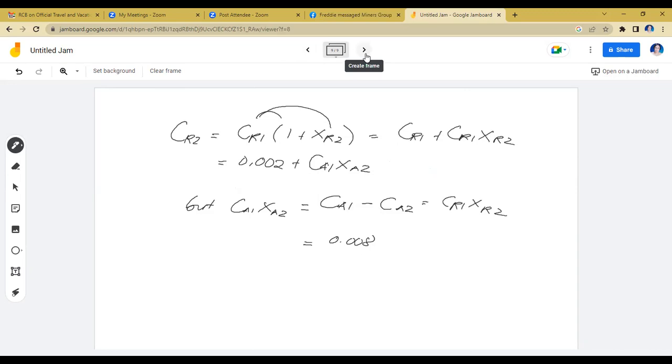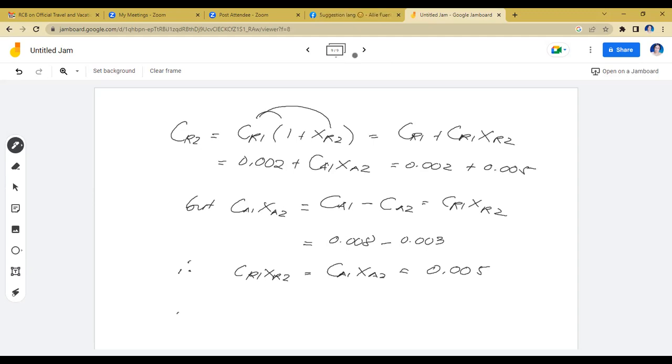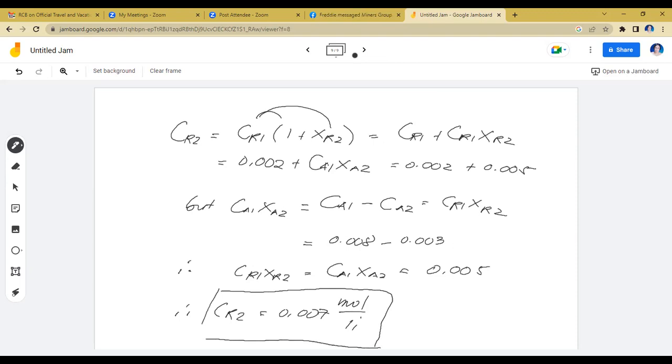So your CA2 is 0.003. So your CR1 XR2, which is your CA1 XA2, therefore, is 0.005. If you go back here, this then would be 0.002 plus 0.005. Therefore, this is the final answer. The amount of R leaving the plug flow reactor will be 0.007 mole per liter. So that's the first requirement: the amount of R leaving the plug flow reactor.